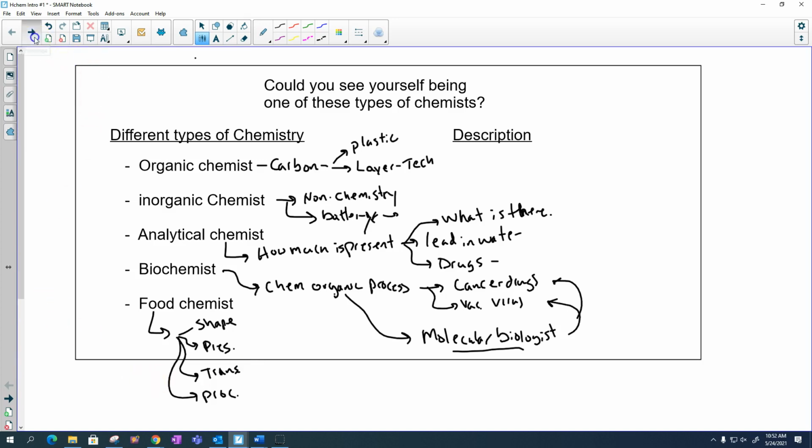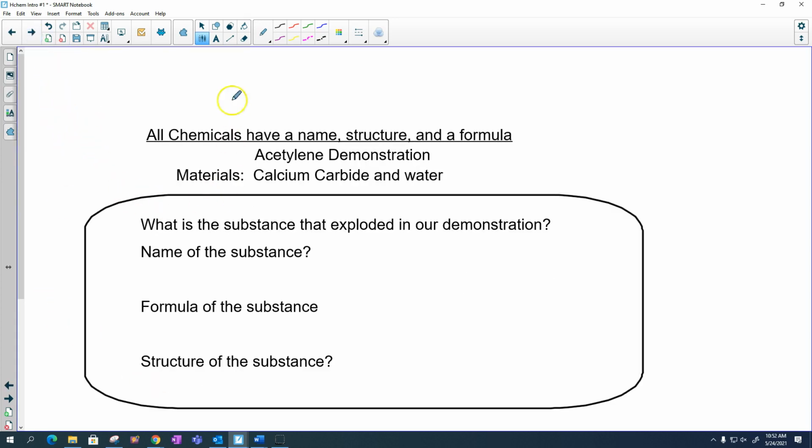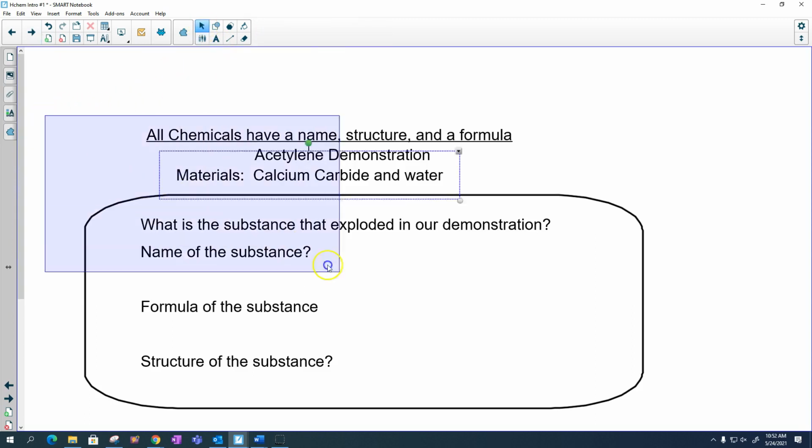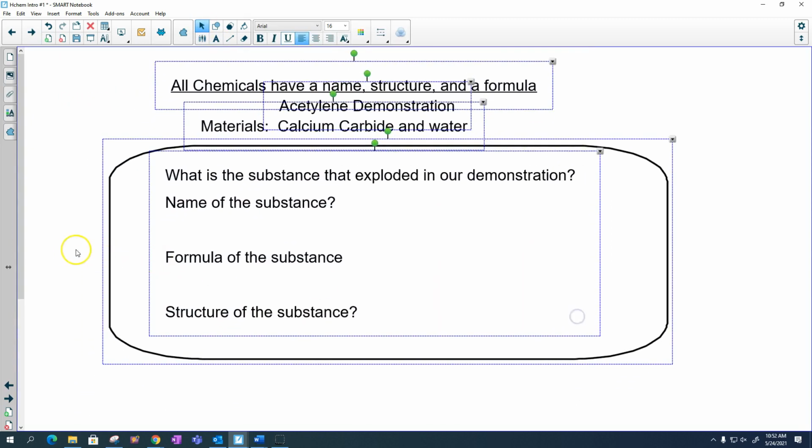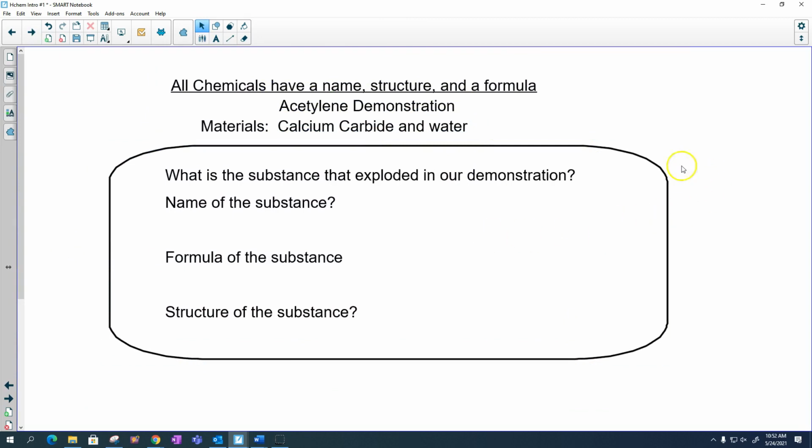All right. So, we have a little chemical demonstration we're going to do here. The chemical demonstration is that of acetylene, and if you haven't seen it, you could probably YouTube it. We have a little Erlenmeyer flask, which looks like this, and we're going to put in some calcium carbide, in this case, add some water, and a chemical reaction occurs, producing what's called acetylene, C2H2.